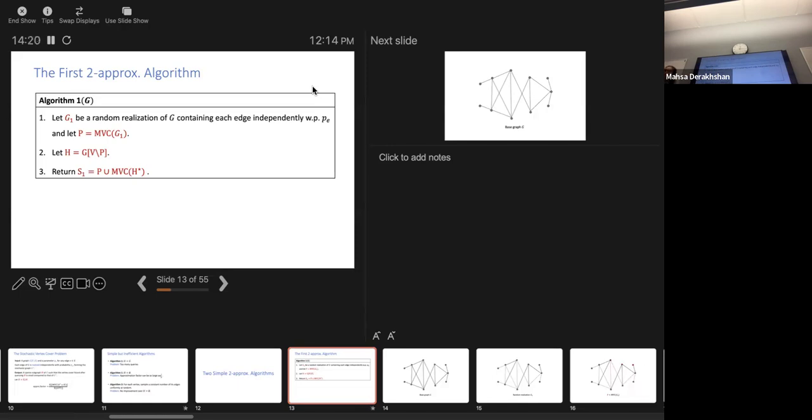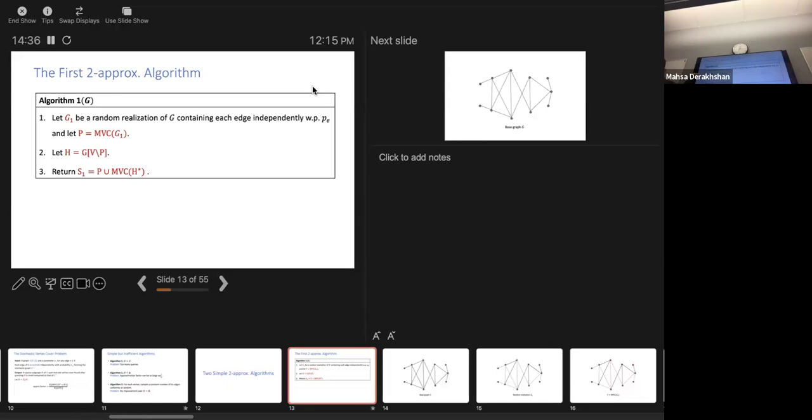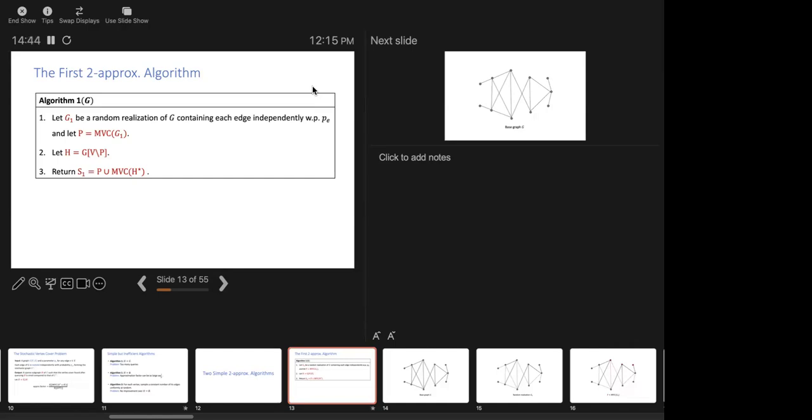I'll tell you why you can't have many of those edges, but for now, let's agree that it's not very large. So I first take a minimum vertex cover of this random realization, commit all those vertices to the final solution, then query all the edges that do not have an endpoint in P, and return the union of P and the minimum vertex cover of all the realized edges.